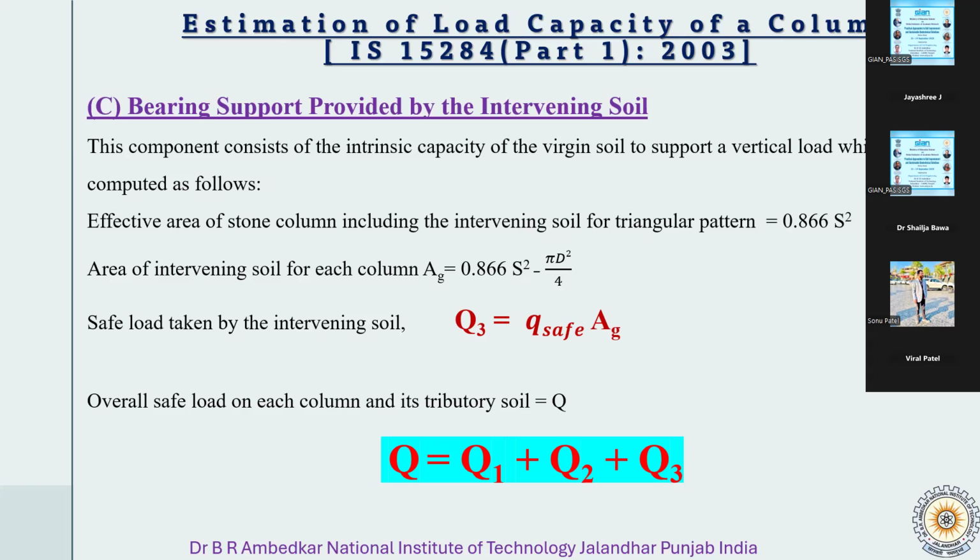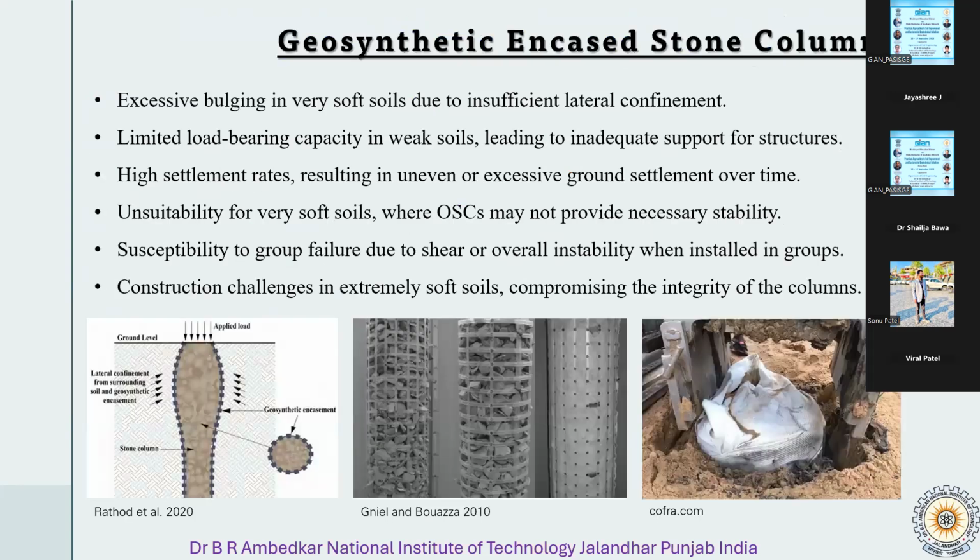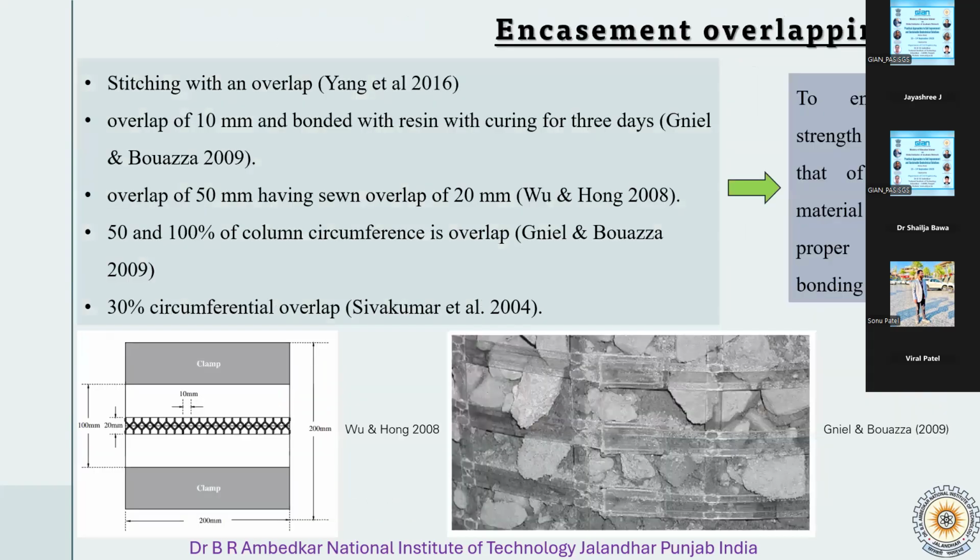So again, you can use this code and its various annexes for seeing the settlement analysis, if we want to do it by the reduced stress method, and the installation techniques of stone columns can also be read in detail by using IS 15284 part 1, which is the design and construction for ground improvement guidelines for stone columns. So I think that's all about the stone columns, ground improvement by the stone columns.